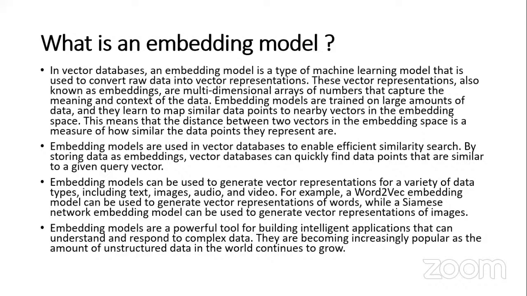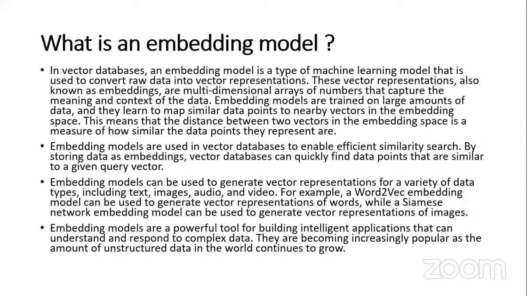Then embedding models are used in vector databases for similarity search, especially by storing data as embeddings. The vector database will quickly find the data points that are similar to a given vector. These can be used for a wide variety of data types. You can use text data, image data, audio data, video data, files. For example, a word2vec embedding model can be used to generate vector representations of words, while a Siamese network embedding model can be used to generate vector representations of images.